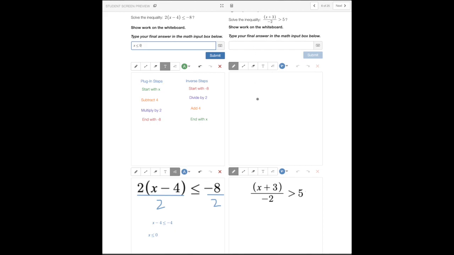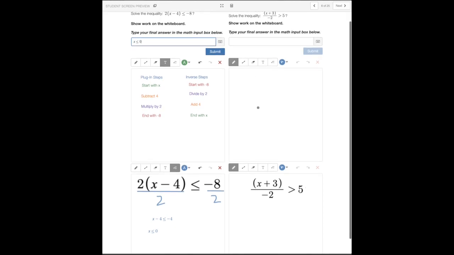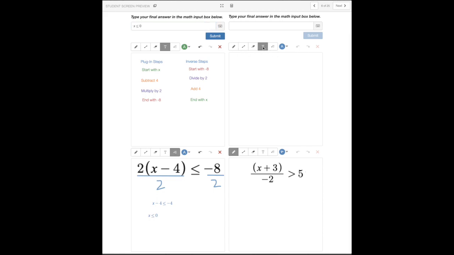All right, let's do the same thing on this side. I'm going to do my plug-in steps and my inverse steps. I know it took a while for us to type it the last time, but eventually you'll get the hang of it. All right, so what's the first thing that happens? X is inside parentheses with something else. The first thing that happens to x is that we add 3 to it.